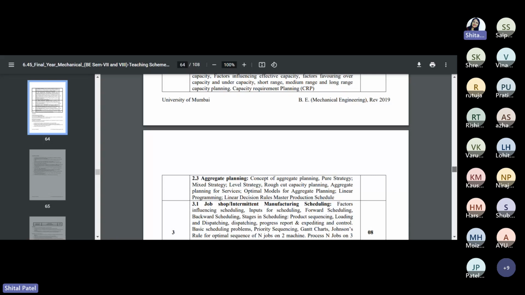Okay, now let's go ahead with module number 3. This is completely the numerical part.